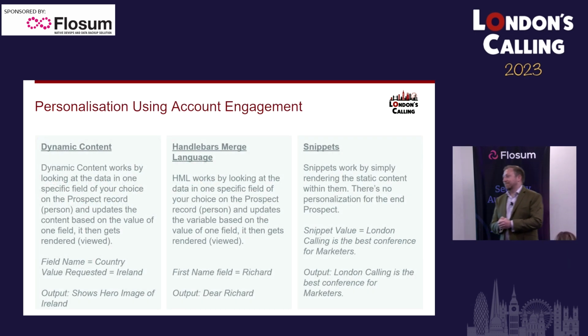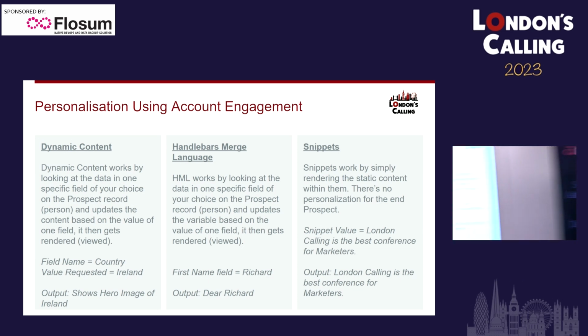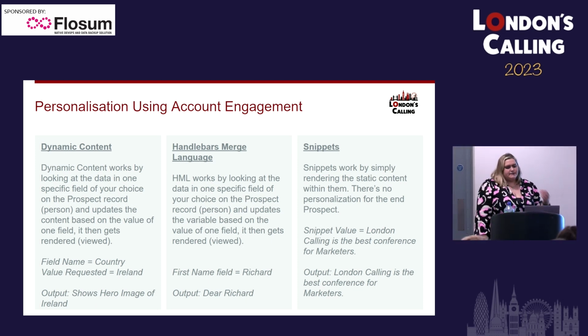So what is personalisation in account engagement, or Pardot? First of all, what is dynamic content? Dynamic content allows you to include differing content to a specific audience based on the value of a field on the prospect record. For example, if you were using dynamic content based on the country field and that prospect was from Ireland, you could dynamically show text or images related to the prospect's country, like displaying a hero image of Ireland if a prospect was from there.